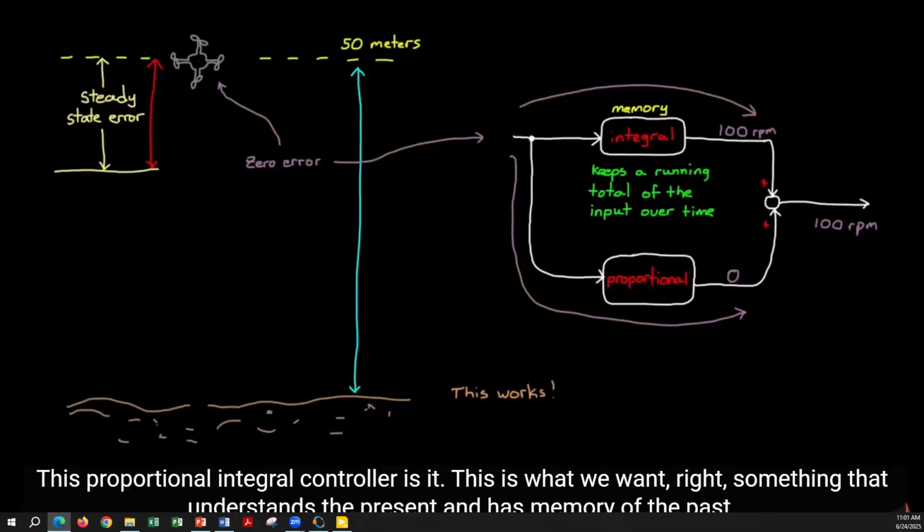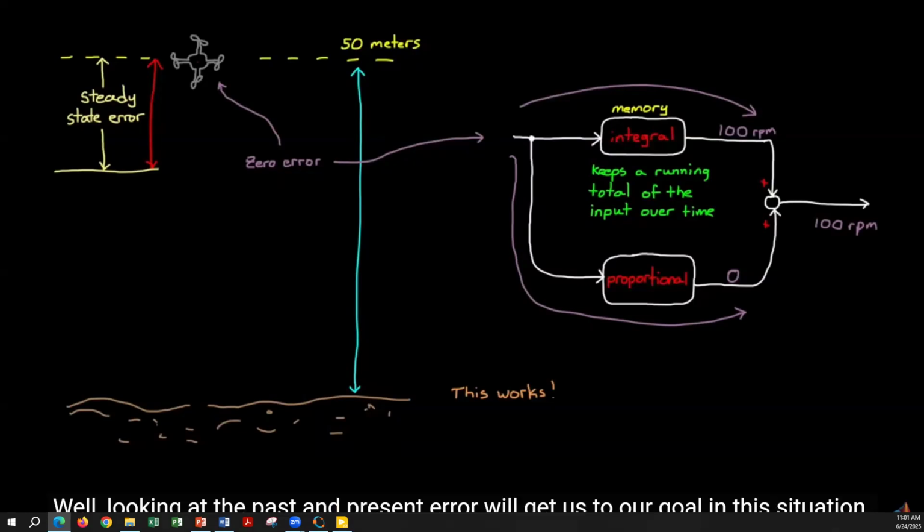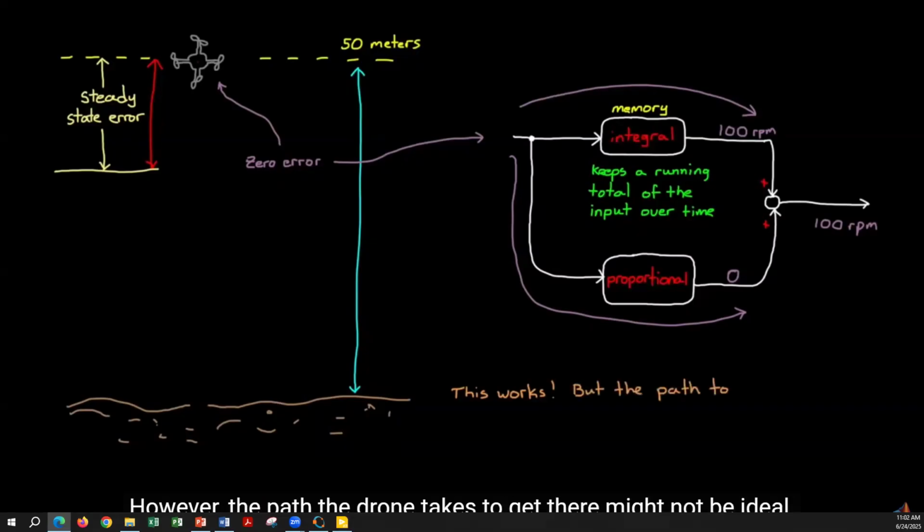Alright, this proportional integral controller is it. This is what we want, right? Something that understands the present and has memory of the past. Well, looking at the past and present error will get us to our goal in this situation. However, the path the drone takes to get there might not be ideal.